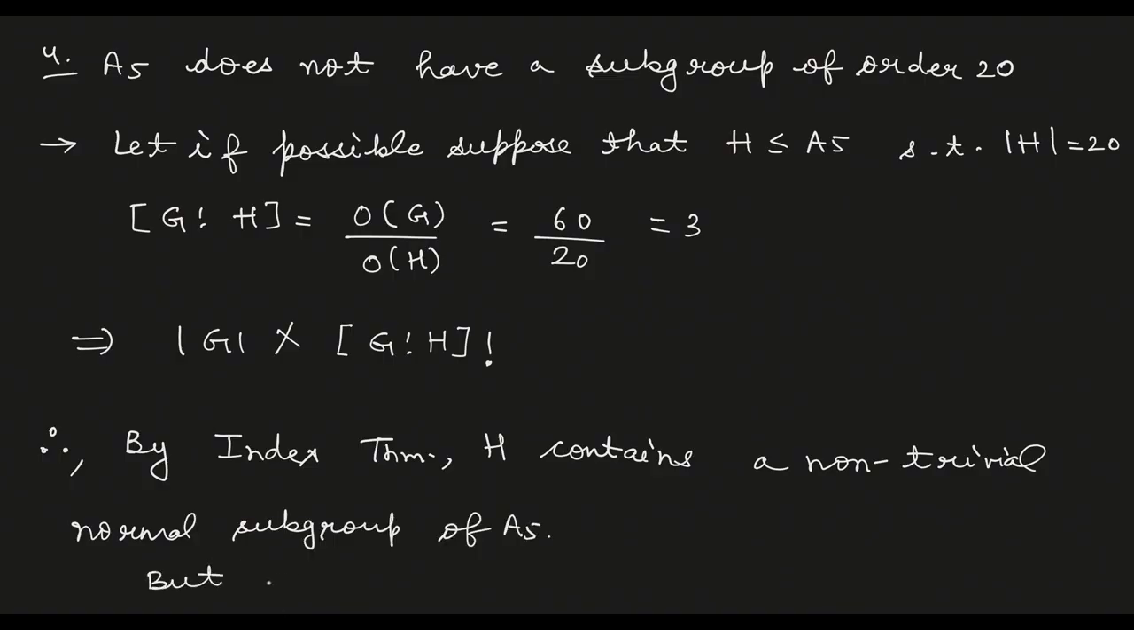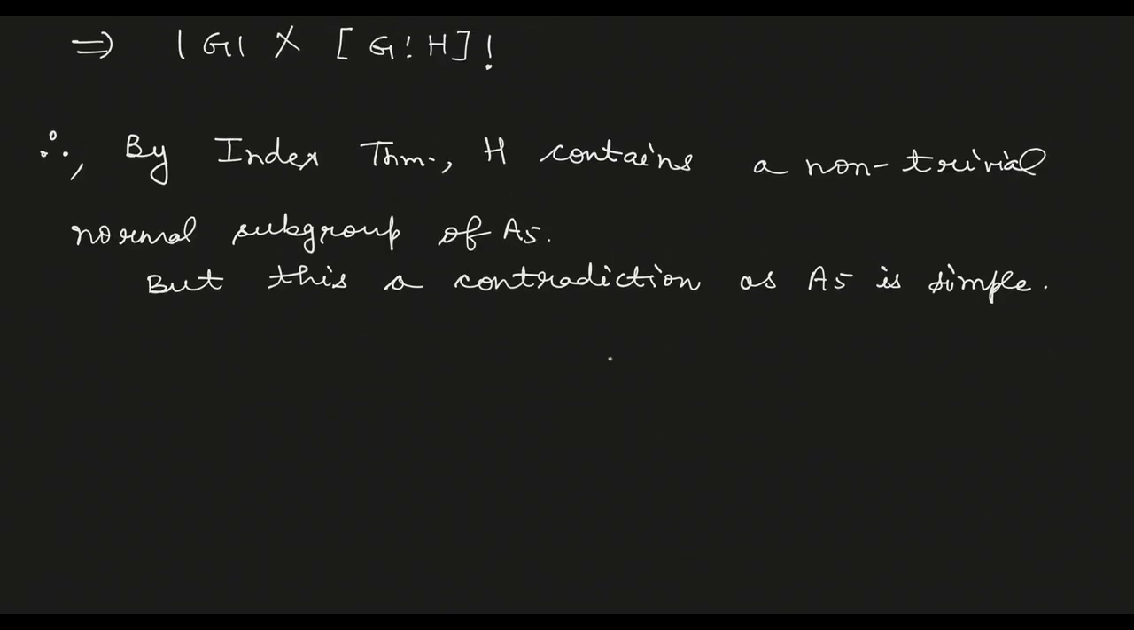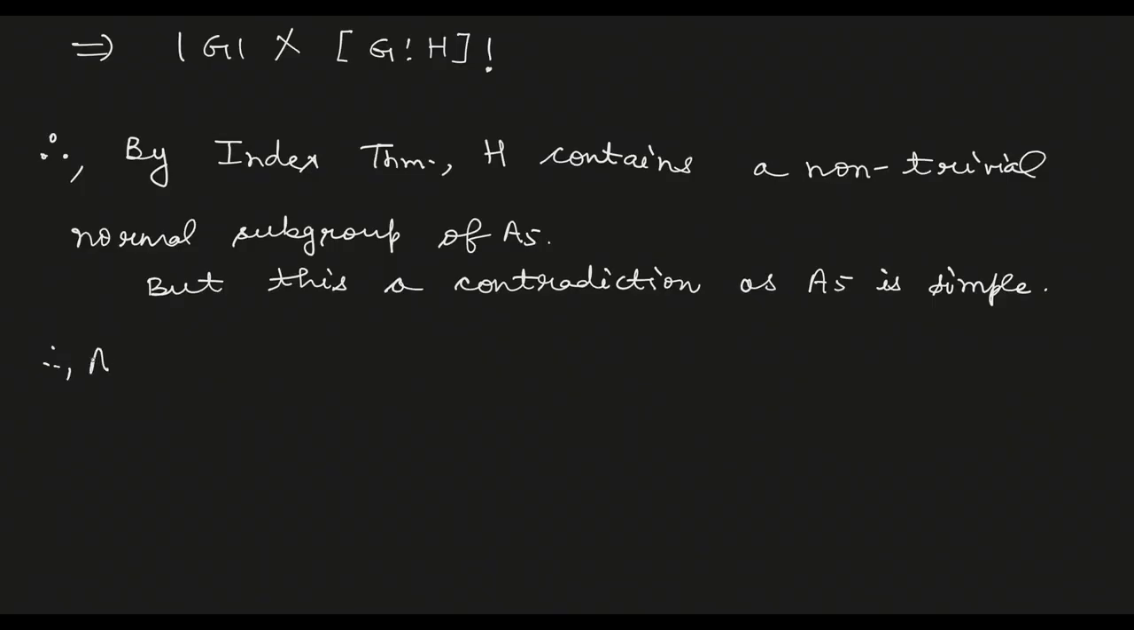But this is a contradiction because A5 is simple. As A5 is simple, therefore A5 does not have a subgroup of order 20.